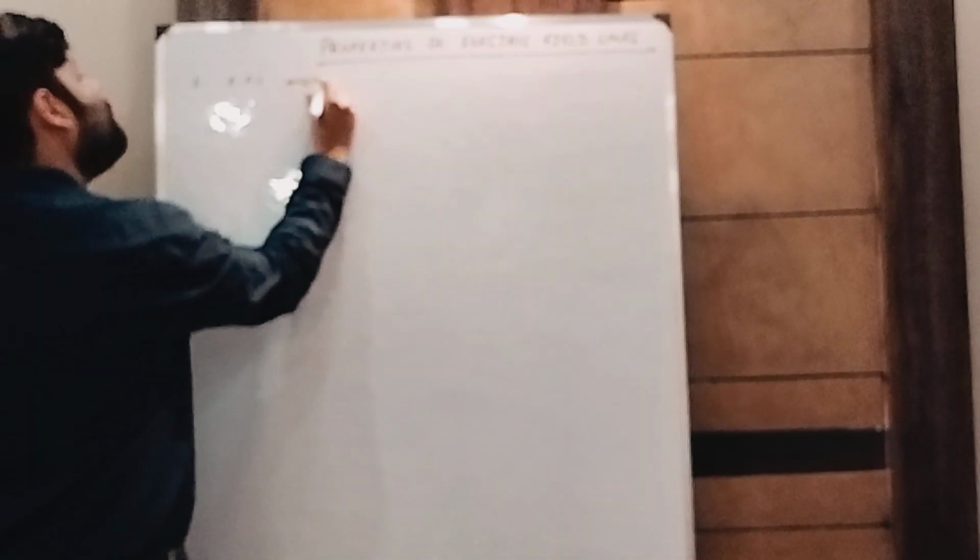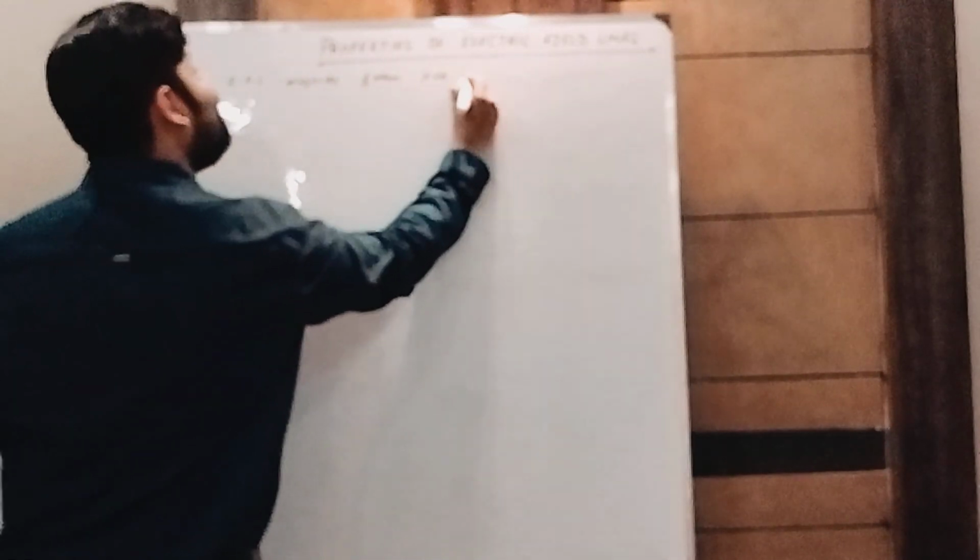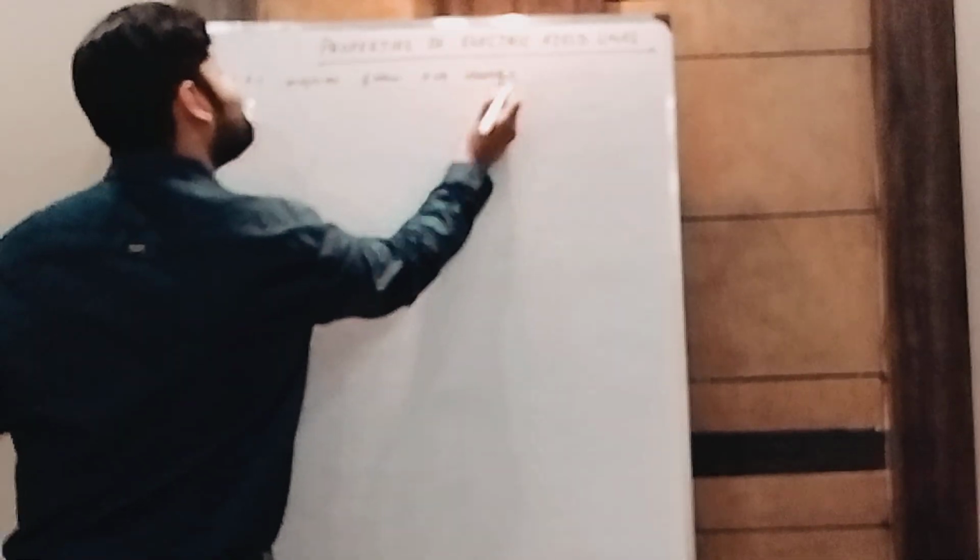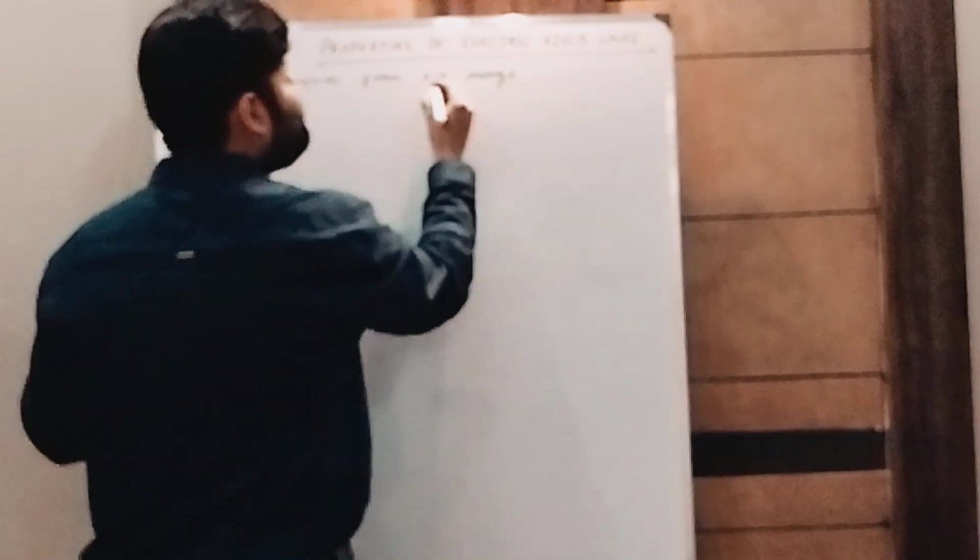I'll be starting with a very basic property, something that you've already sort of studied in the electrostatics 1 part. The electric field lines originate from positive charge or infinity. Now, when I ask a student, where do electric field lines originate from? Mostly he tells me, sir, they originate from a positive charge.